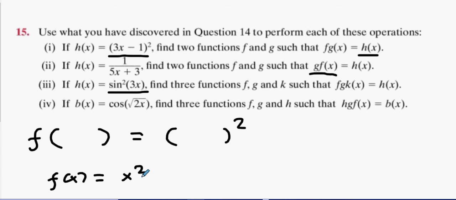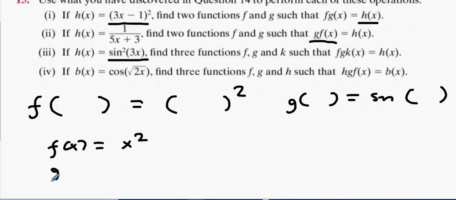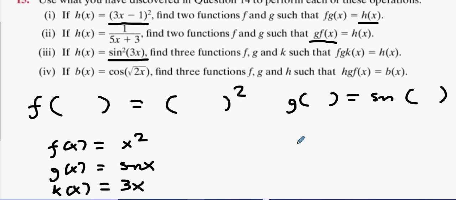Okay. Now, we also have sine there, don't we? So what could I say g is? g of blank equals sine of blank. So basically, g of x is sine x, okay? We don't have sine x, so what do we have? 3x. And what's the last letter? K. Why don't I say k of x equals 3x, right? So k of blank equals 3 times blank.